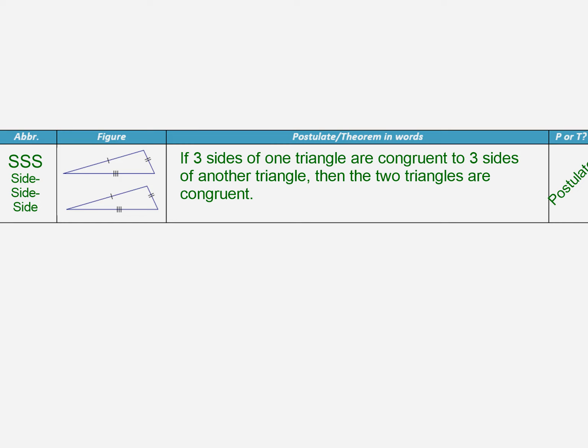You'll see it written this way, and this can go on your notes there. The abbreviation is SSS, which stands for side, side, side. Here's another example of what it might look like, and it says in words, if 3 sides of one triangle are congruent to 3 sides of another triangle, then the 2 triangles are congruent. And this one is a postulate. And remember, postulates are rules that we accept as true, they don't need to be proven true.